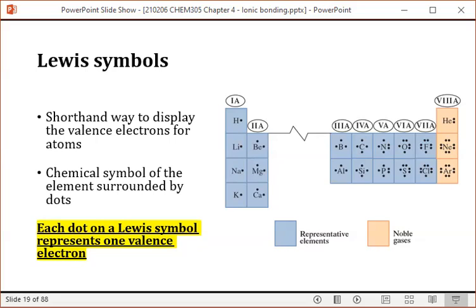Oxygen has 6 valence electrons, so it gets 6 dots. Fluorine has 7 valence electrons. It's in group 7A, so it gets 7 dots. And then all the noble gases have 8 valence electrons, so they get 8 dots, with the exception of helium. And helium only gets 2 dots in its valence shell. I'll just circle this because this is the exception.